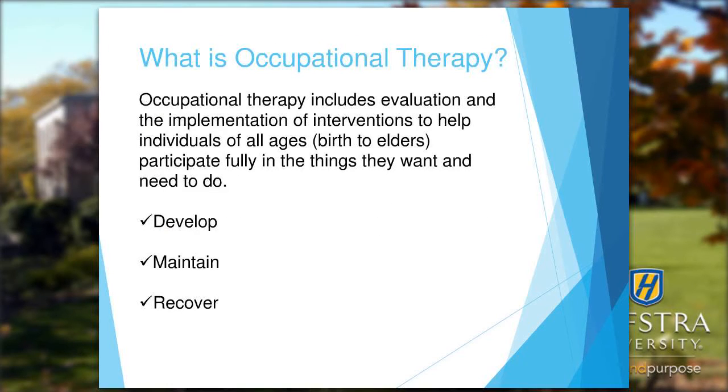So what is occupational therapy? Occupational therapy is a profession that includes evaluation and implementation of interventions, and occupational therapists help individuals at all ages across the lifespan, from birth to elders. The goal of occupational therapy is to help individuals participate in the things they want and need to do, to help them to develop, maintain, and recover their functioning in terms of anything that is required in their daily life.